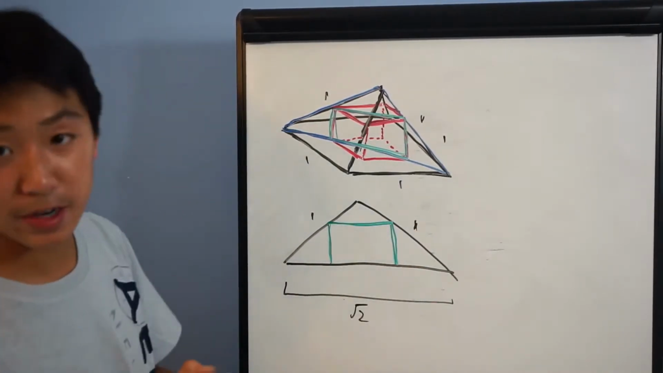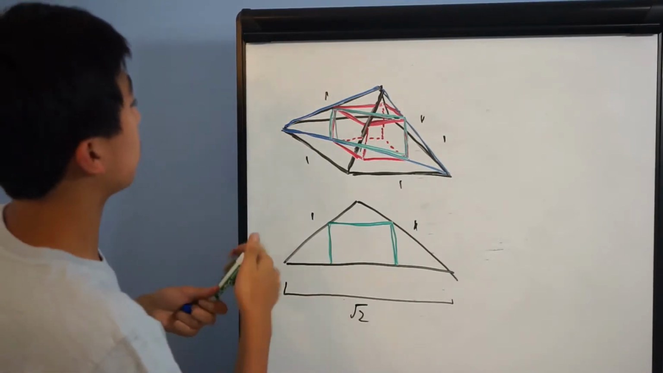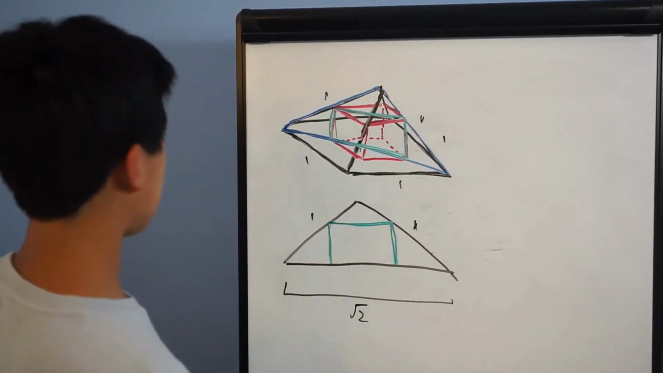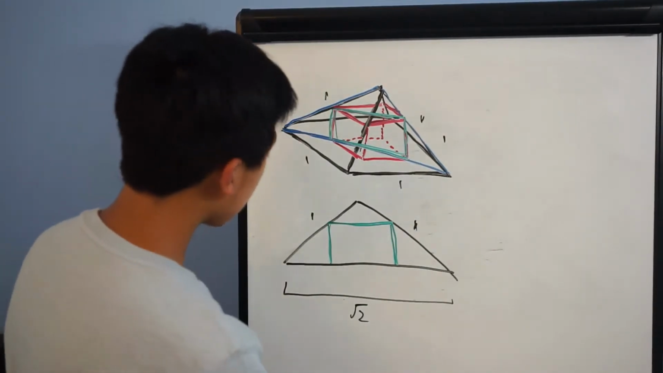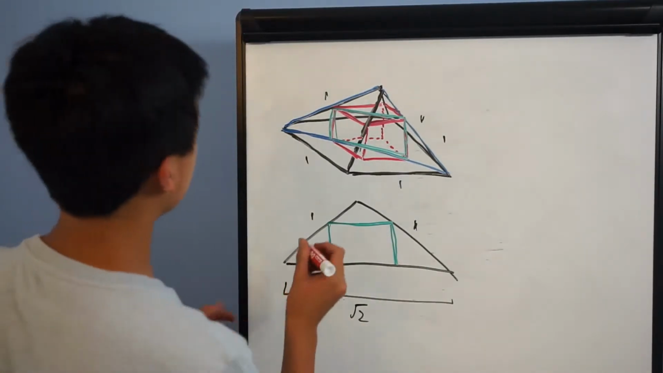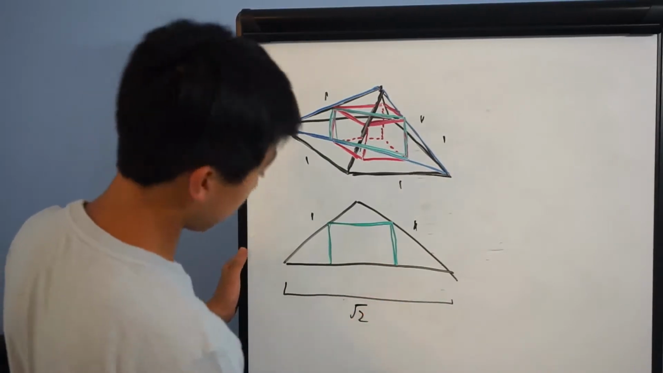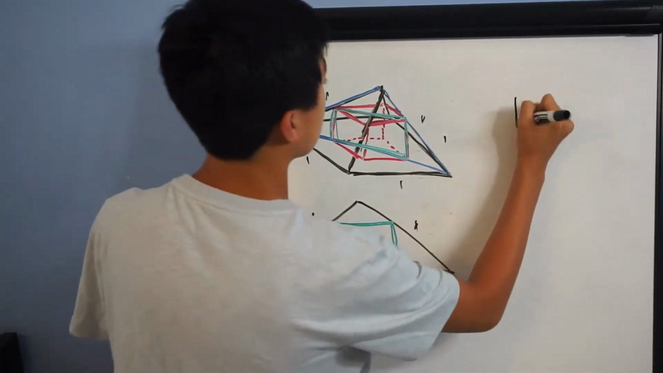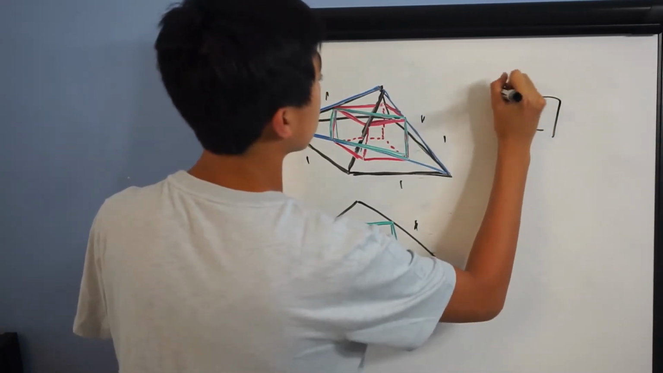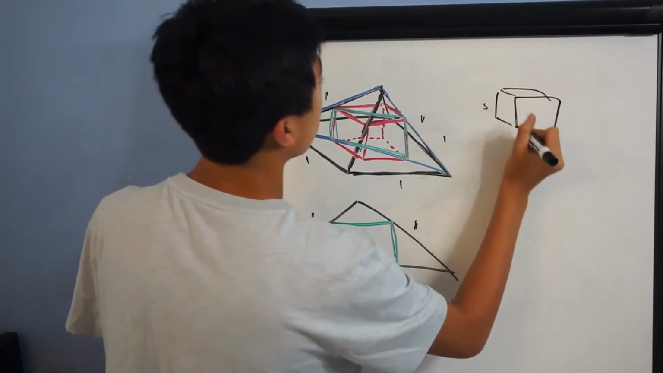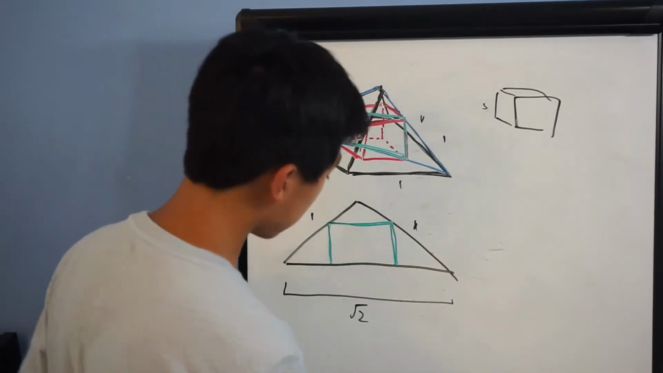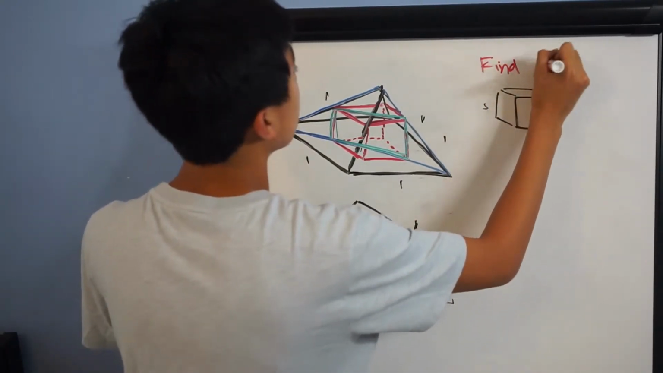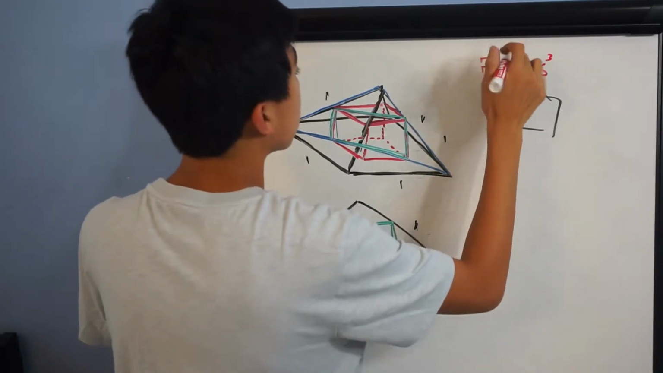Keep in mind this might not be to scale based on what the side length of the cube is, because we don't know what that side length is. That's what we're trying to find. Actually, we're trying to find the volume, but we need the side for that. So let's call the side length of the cube S. We're trying to find S cubed, since that's the volume of the cube. Drew an extra line there.